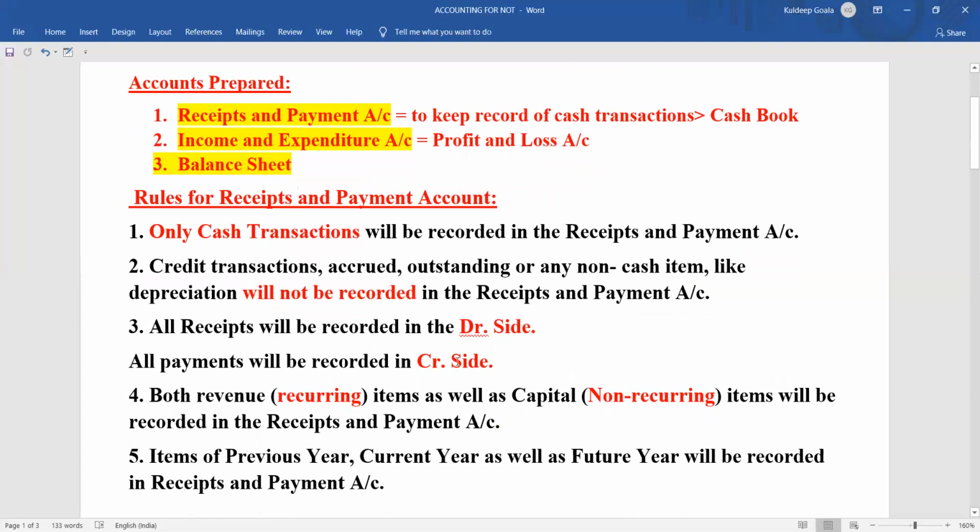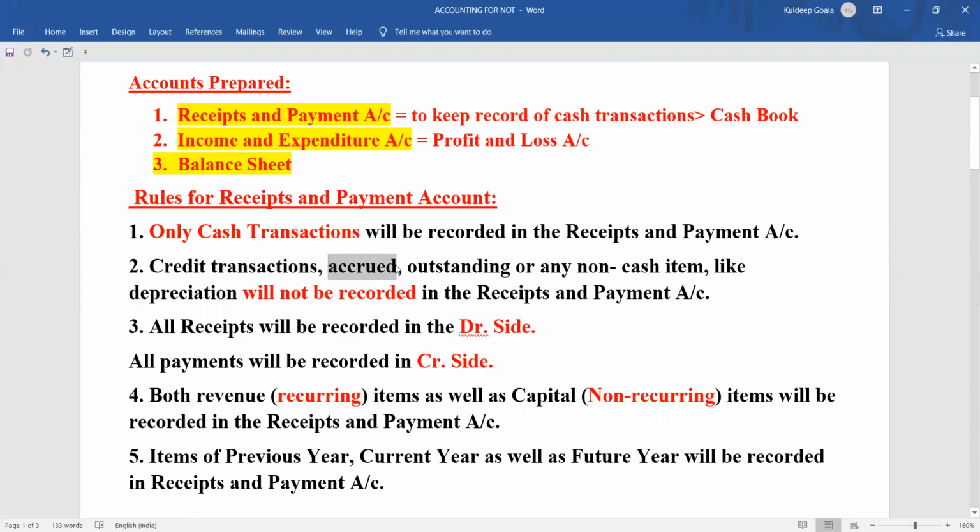So in the receipts and payment account, first and foremost, only cash transactions will be recorded. सिर्फ cash transactions का record किया जाता है receipts and payment account में. Only cash transactions will be kept as a record in the receipts and payment account. Non-cash transactions like credit transactions, meaning goods purchased on credit, goods sold on credit, assets purchased on credit or assets sold on credit, will not be recorded here.